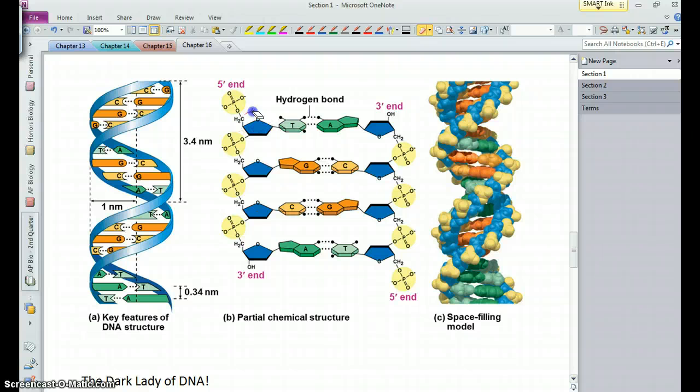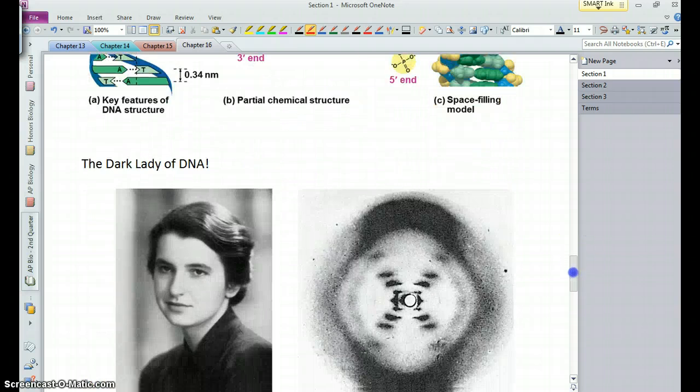So we label those different sides of the molecule, the different sides of the strands, as the 3' end and the 5' end, and again in the opposite direction on the other side. We'll see how that plays a role when it comes to DNA replication.